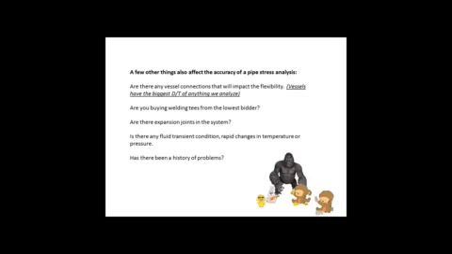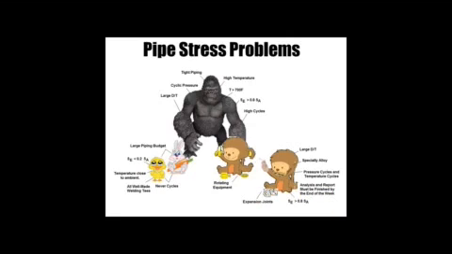If you're buying welding tees from the lowest bidder, okay, that's probably not a good idea. Expansion joints, those require more comprehensive analysis. Fluid transients, pressure transients, rapid changes in temperature, pressure, those things definitely require more analysis. Or if you know that there's been a history of problems, that's when you need to pay more attention. So what we want to be able to do is identify the gorilla in the room.